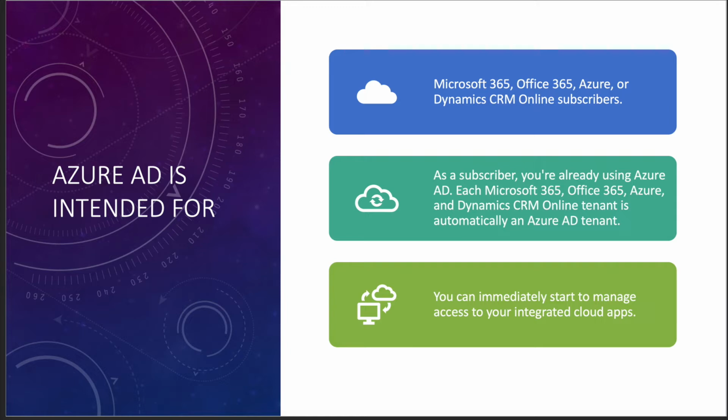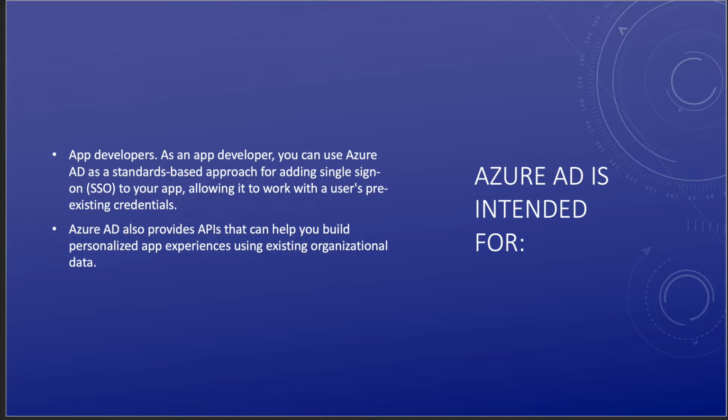And then you can immediately start to manage access to your integrated cloud apps. There's no delay here. You sign up for Office 365, you start using it, you can start provisioning right away and authorize all the users that need to be authorized. It's also really good if you're an app developer, because remember, we want a standards-based approach for single sign-on into your app, but we also need service accounts to make sure your app can talk to databases, write to files or buckets, and upload pictures and videos.